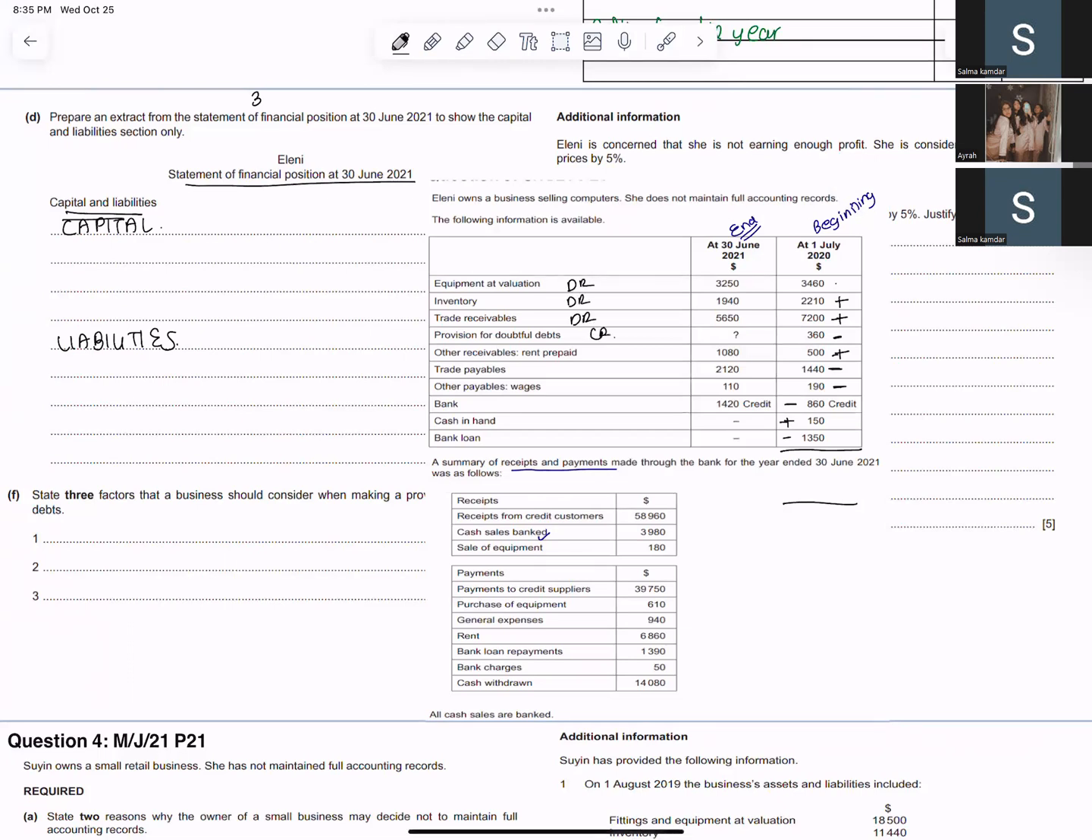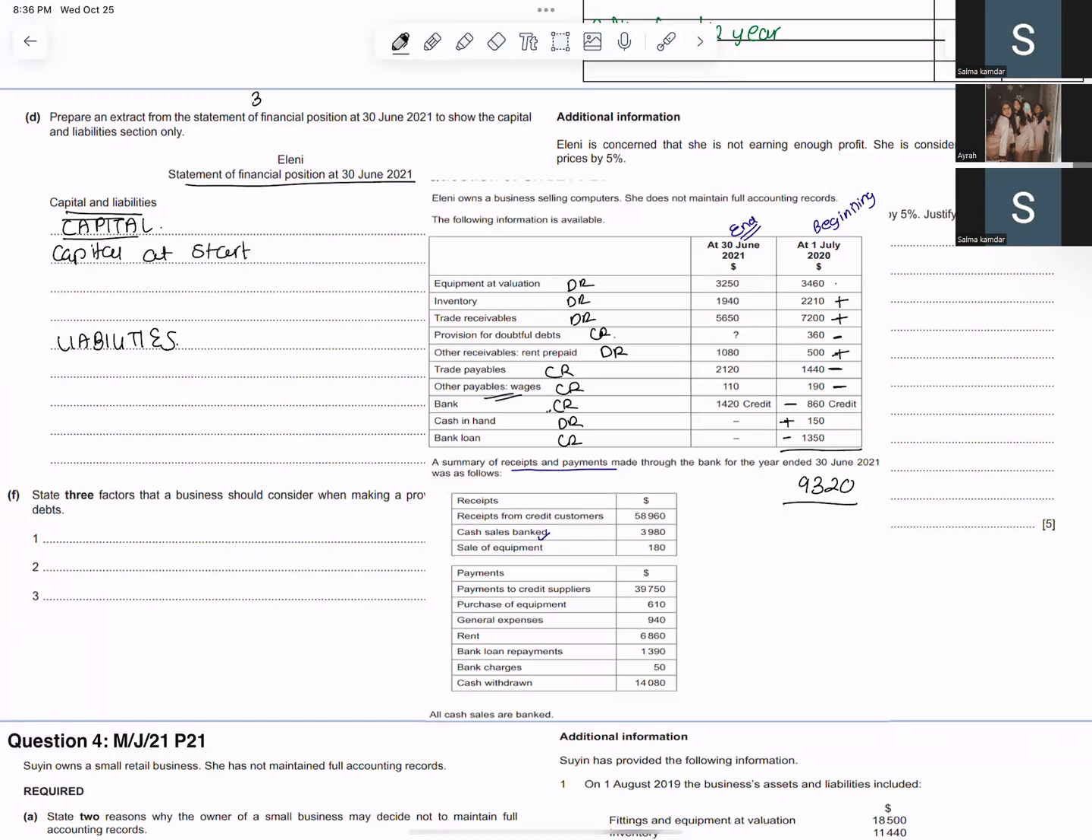Provisions have a credit balance. Prepaid rent, debit. Trade payables is a liability, credit. Other payables, liability, credit. Bank overdraft, credit. After adding and subtracting everything, you're getting opening capital as 9320. So you start with your capital at start.